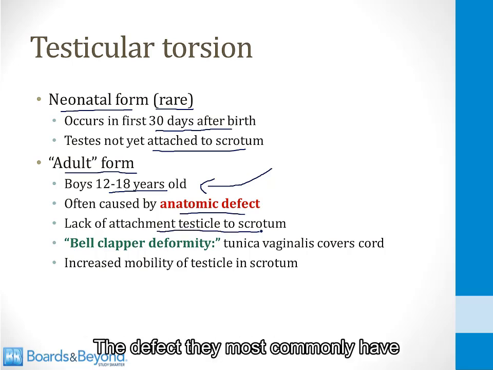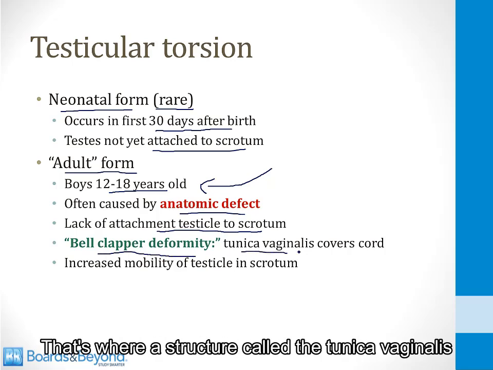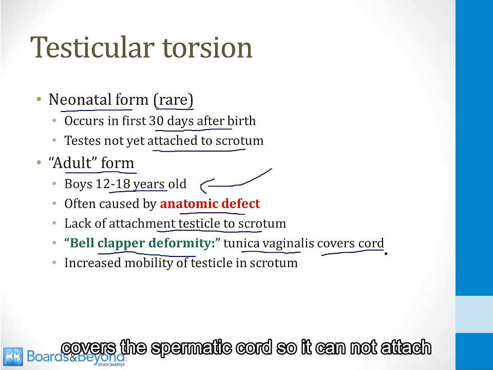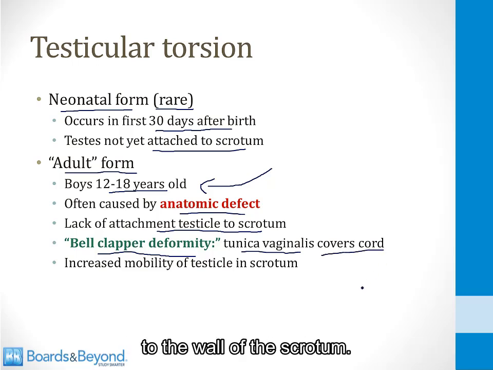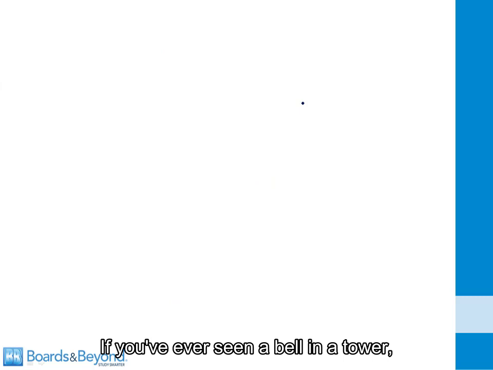The defect they most commonly have is called a bell-clapper deformity. That's where a structure called the tunica vaginalis covers the spermatic cord so it cannot attach to the wall of the scrotum. This leads to increased mobility of the testicle in the scrotum. If you've ever seen a bell in a tower, there is a ball that bangs against the walls of a metal structure surrounding the ball, and that metal structure surrounding the ball is called a bell clapper.